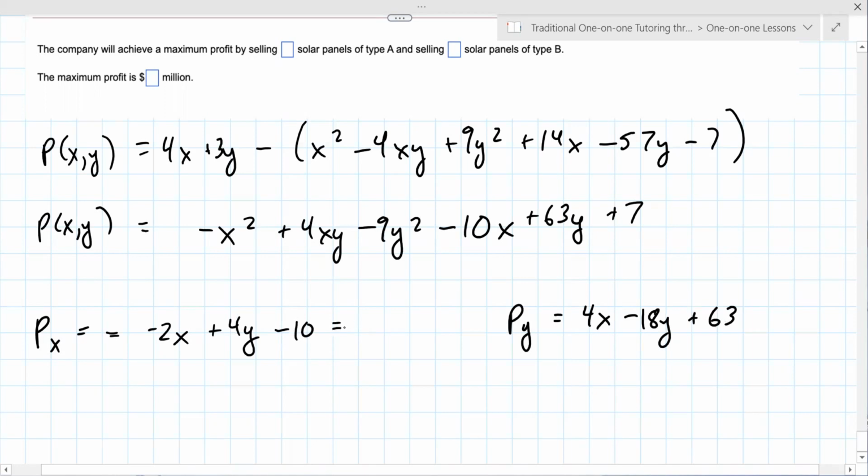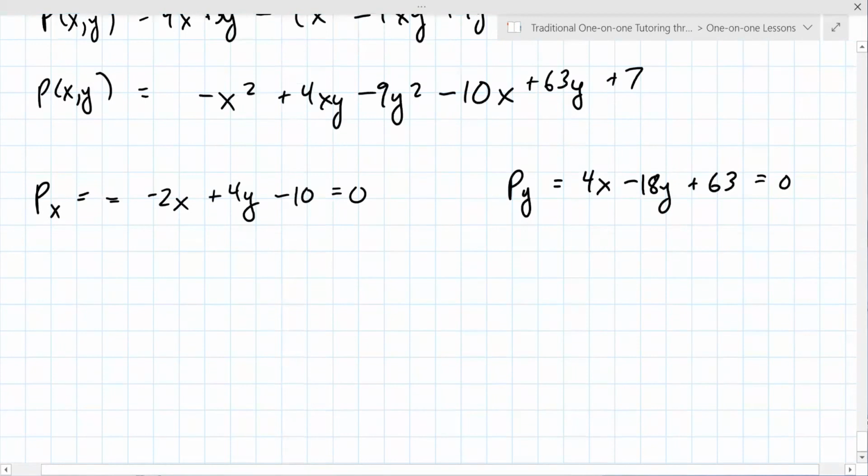Okay, so you set each of these equal to 0. You do not have to find pxx, pxy just yet. We'll see if we need it. And it becomes minus 2x plus 4y equals 10 when I move the 10 over.